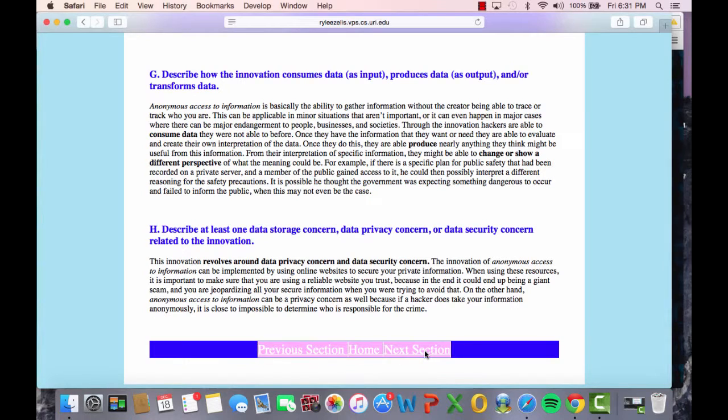For the next section, I had to describe at least one data storage concern, data privacy concern, or data security concern related to this innovation. My innovation is anonymous access to information, which primarily revolves around privacy and security concerns. You need to ensure you're on a reliable website before you input your information, because if you can't trust it, all your security and privacy could go right out the door. That's pretty much it.